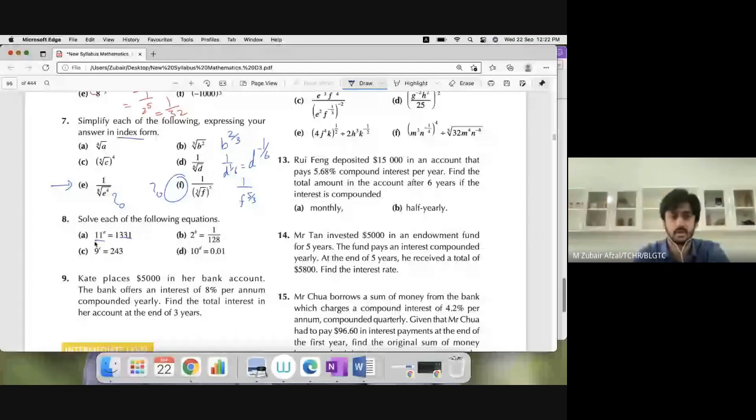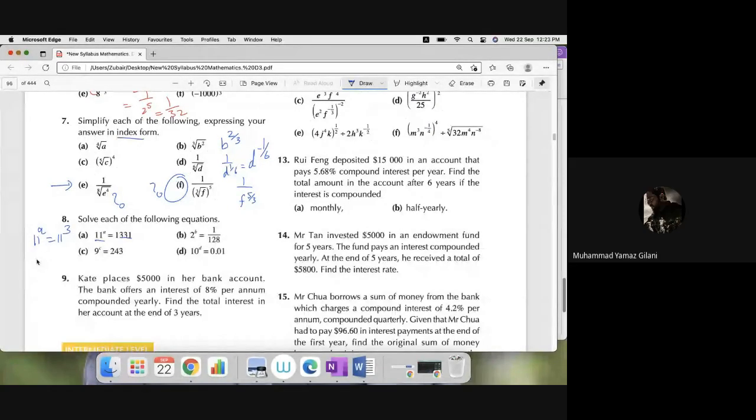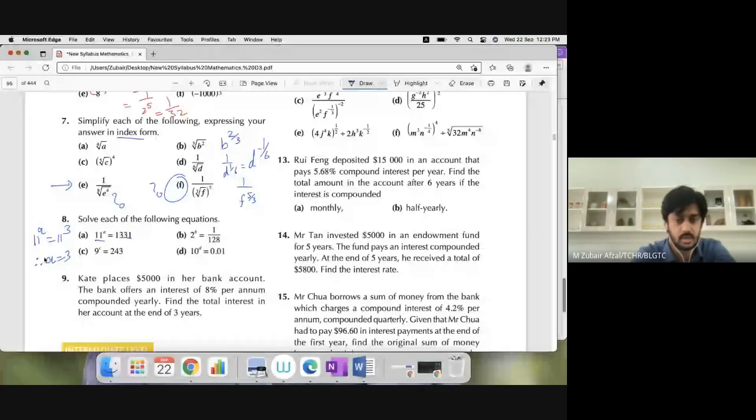It is something related to 11, and you write it as 11 raised to power a is equal to 11 raised to power 3. You'll have to check it. Yes sir, then a is equal to 3. Then a is equals to 3.